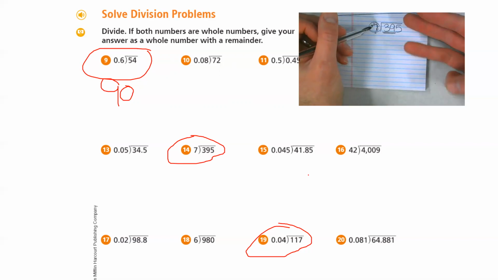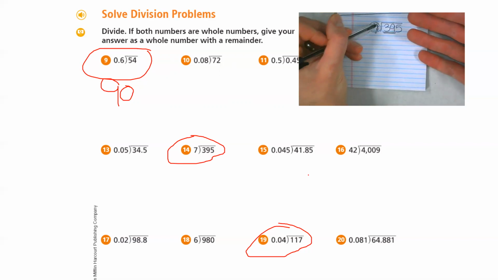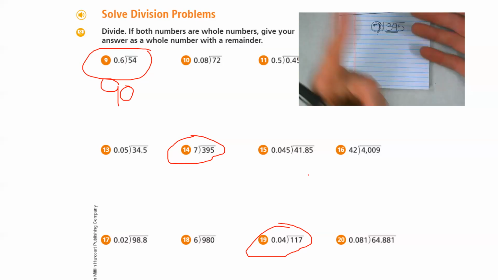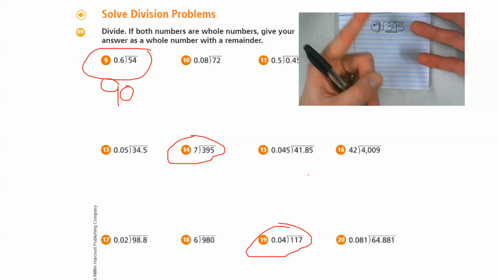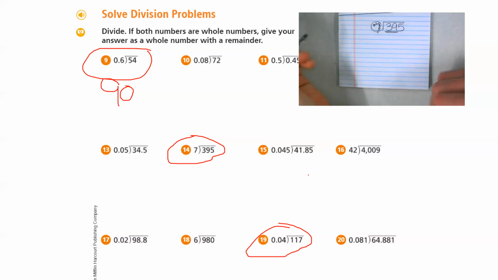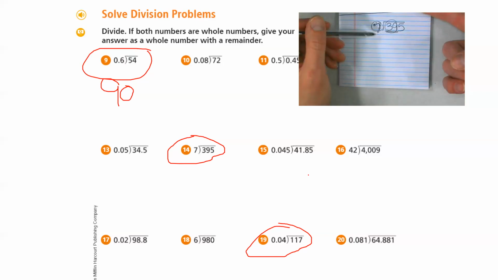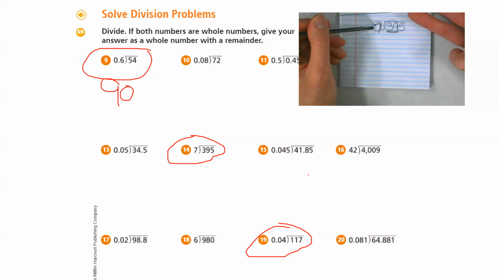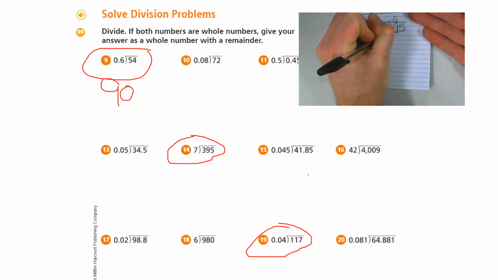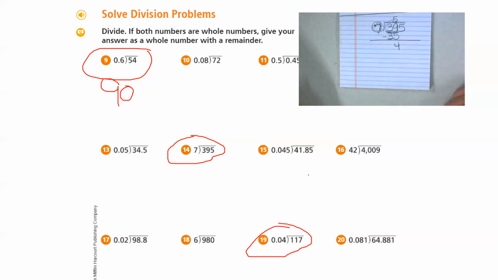7, 14, 21, 28, 29, 30, 31, 32, 33, 34, 35, 36, 37, 38, 39, 40, 41, 42, 49. Why did I go so over 39? Let's try this again. 7, 14, 21, 28, 35. I can only take away 5 groups from it. And there's 4 left over.